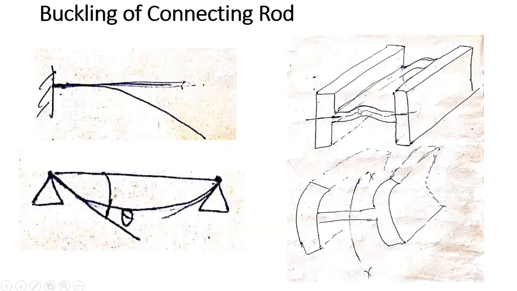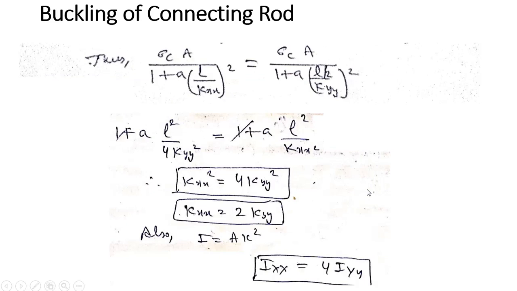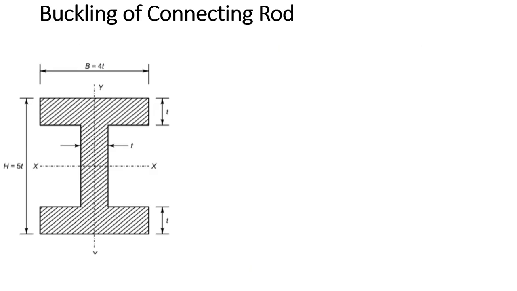That means this will be the shape, basically. It is weak in this part, so it will buckle first. So this is one relation we have found. Also, we can get that relation using geometry.